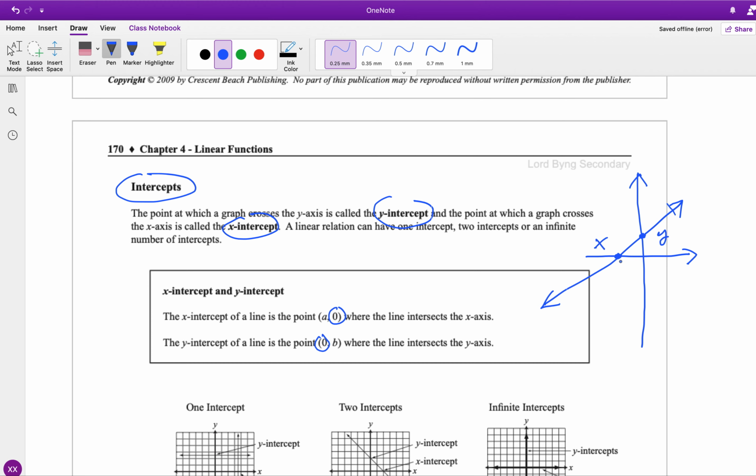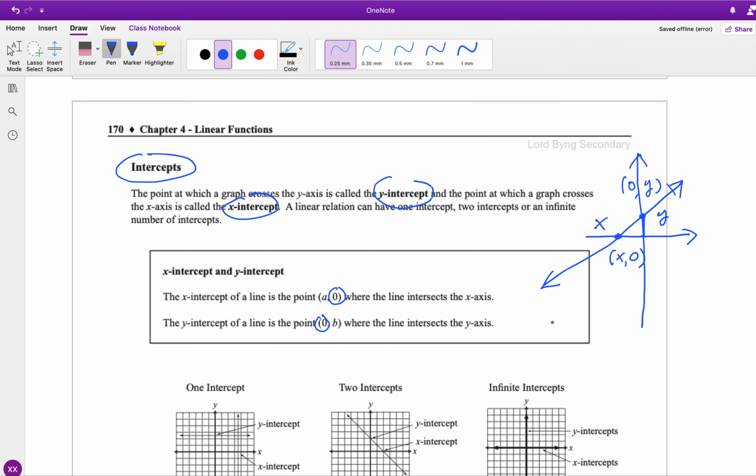Now the x-intercept is where the y value is 0, and you have an x value. At the other point, the x value is 0, so you have a 0 and a y value. So they're just the two intercepts.